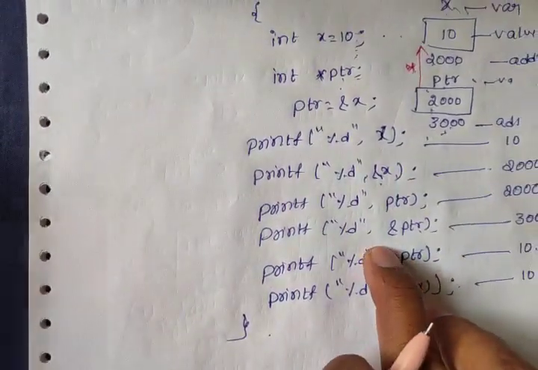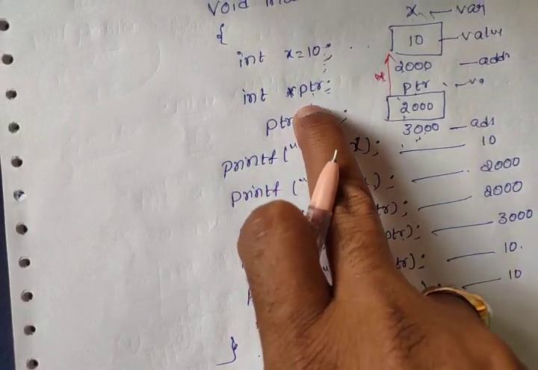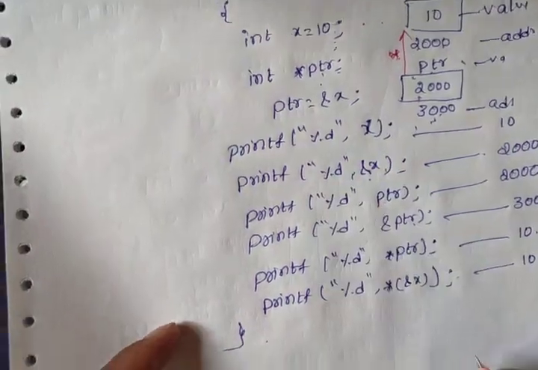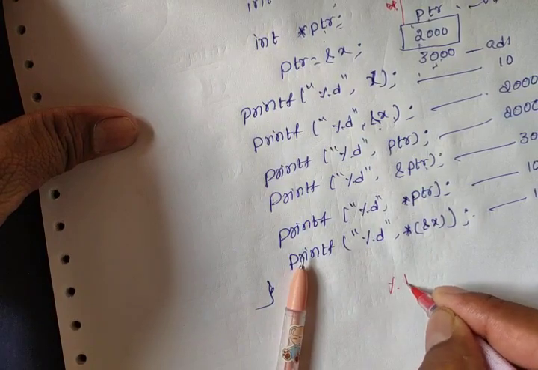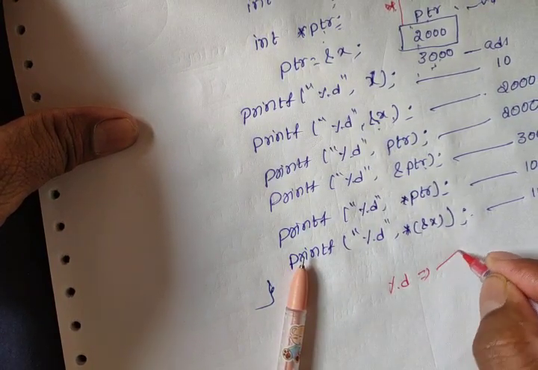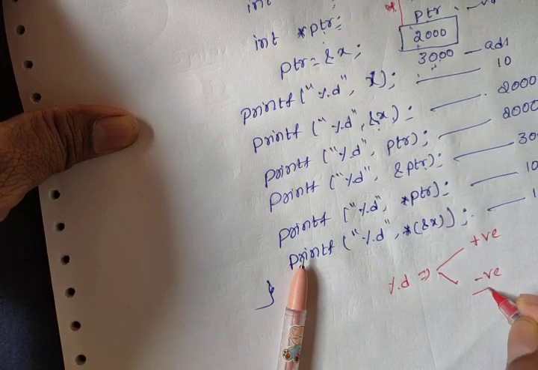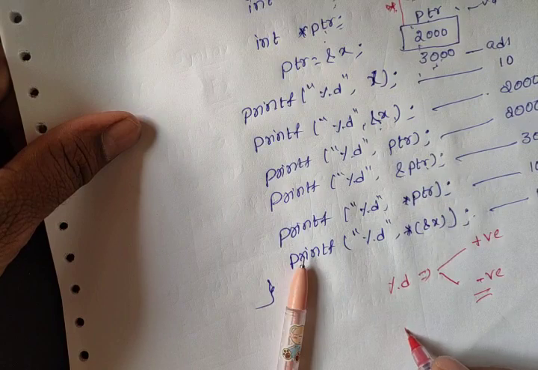But please remember, here it is integer data, and it is also integer data. But what about these pointers? Our integer data uses %d. Please remember this point here. %d indicates that our integer can contain either positive or negative values.